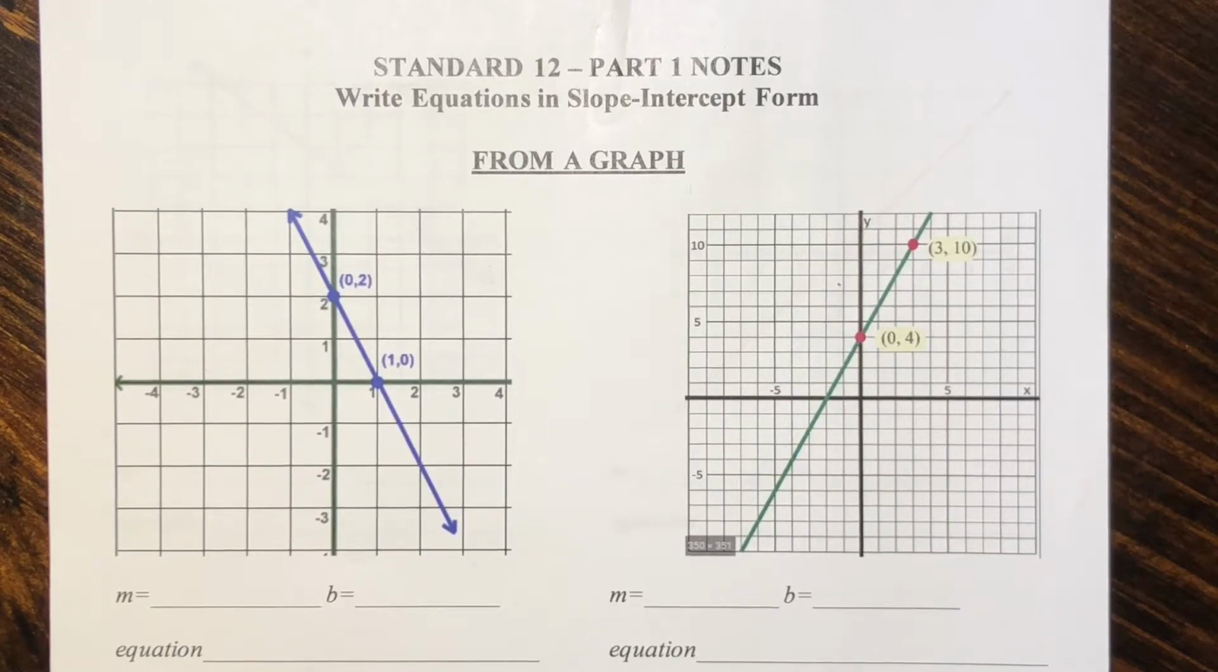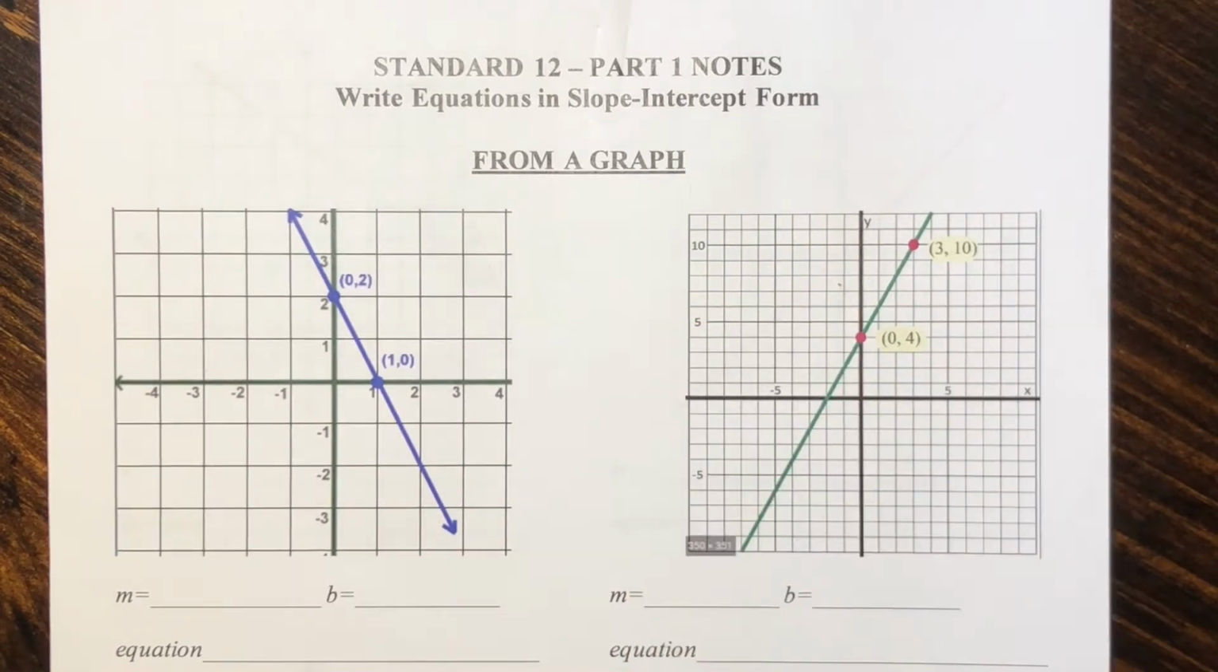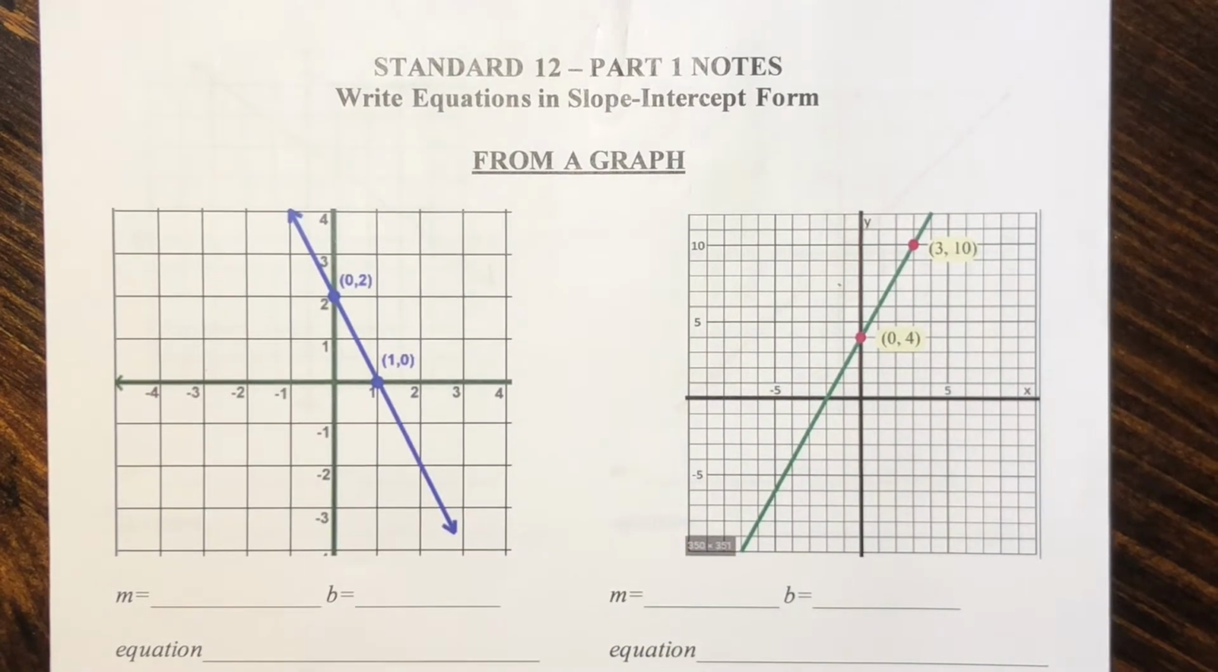Okay, so in standard 11, we graphed equations in slope-intercept form. And so for 12, we're literally just gonna flip that around. You can already see that the lines are graphed. We are going to go backwards and pull off the equation from the graph as opposed to being given the equation and graphing it. So this is the first of 4 parts of a video, and we're gonna talk about how to write an equation in slope-intercept form if the line is already graphed.